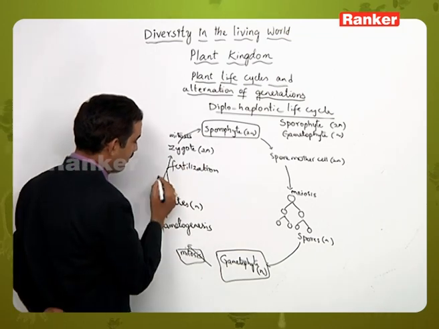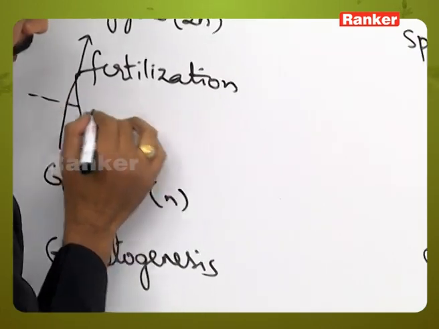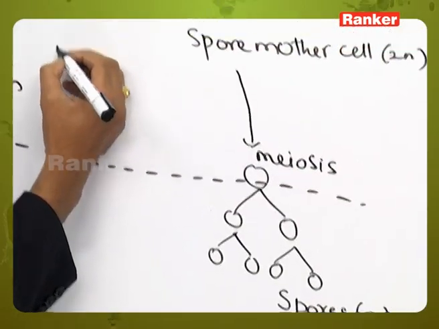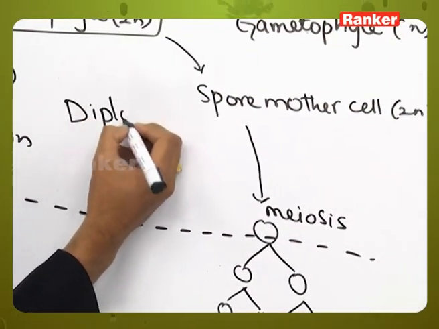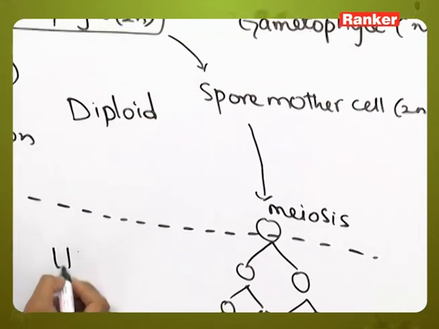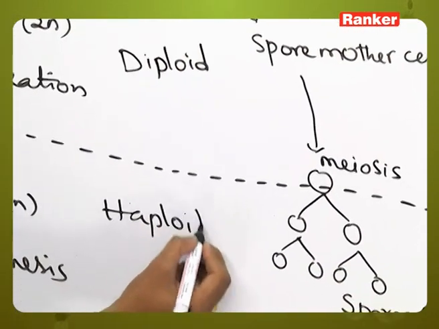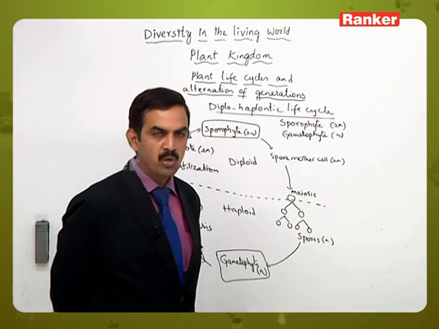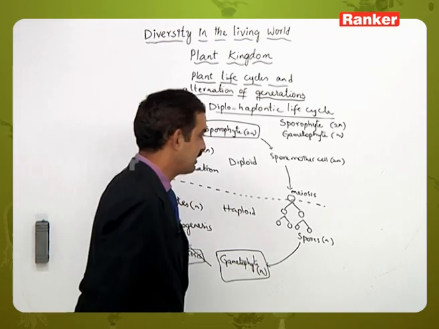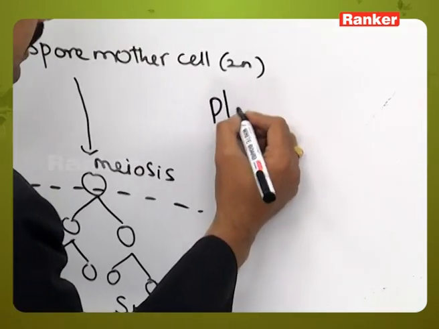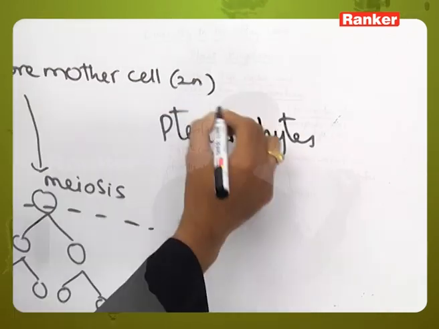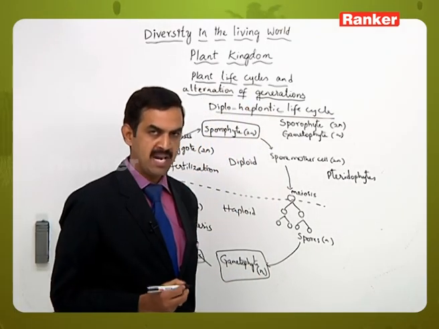So here from this stage, this is a diploid phase, whereas this is a haploid phase. So the two phases are there, we call it a Diplohaplontic life cycle. This type of life cycle is mostly seen in the pteridophytes, gymnosperms and the angiosperm groups of plants.